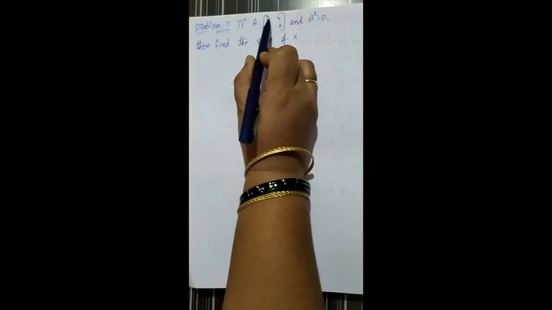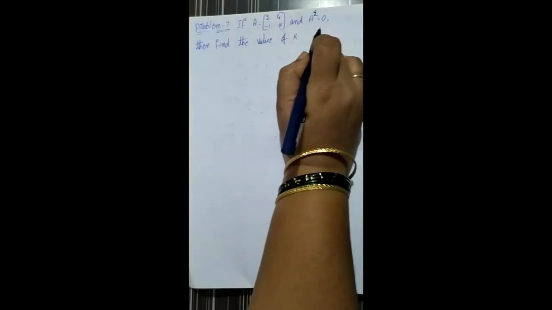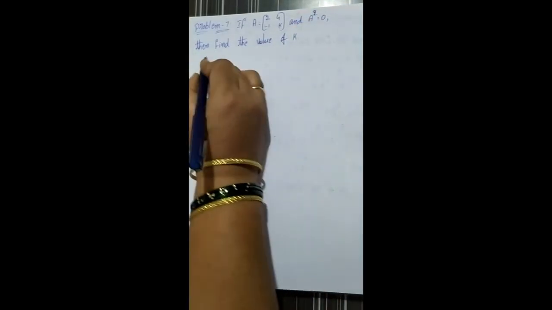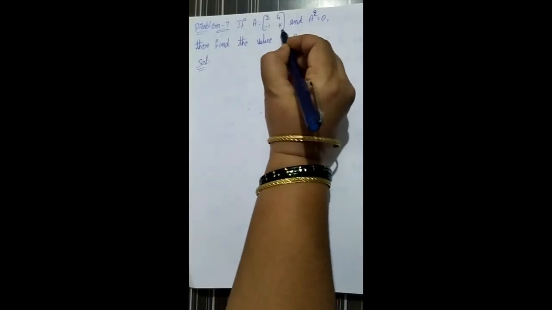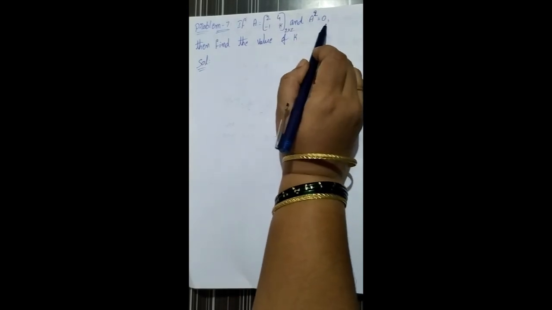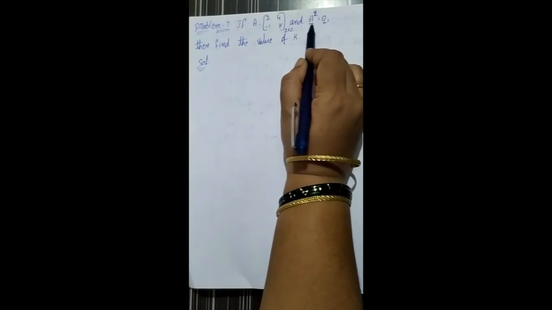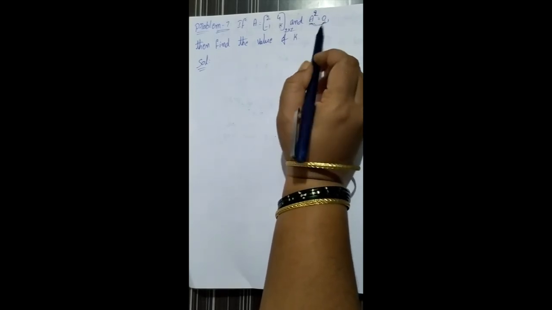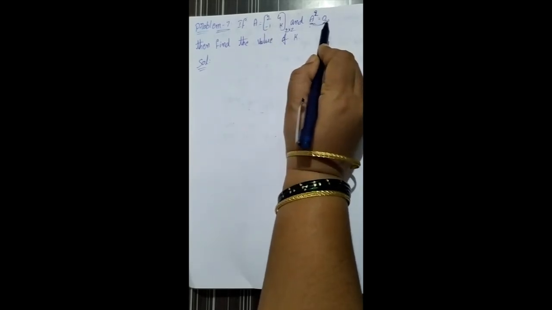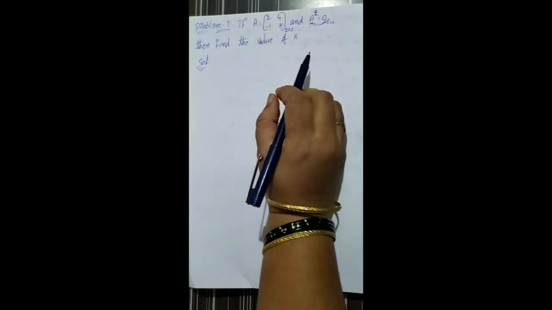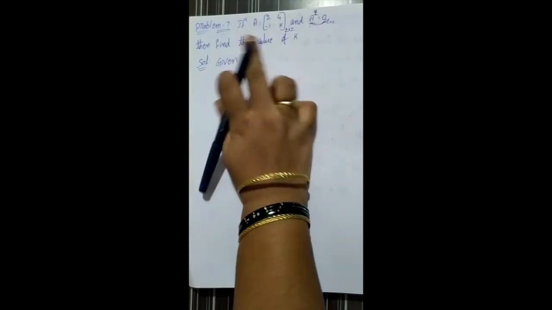If A equal to 2 4 minus 1 k and A square equal to O, then find the value of k. This is our given problem. In this problem we are given a matrix of order 2 by 2. This matrix square is equal to O. O is a null matrix. If two matrices are equal, their orders are also the same. A order is 2 by 2, A square order is also 2 by 2. Then O is also a 2 by 2 null matrix. By using these conditions we have to find k.